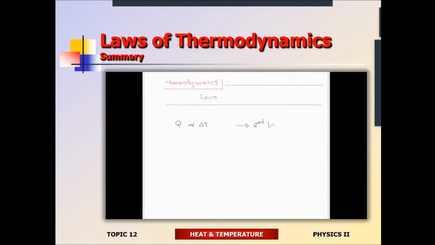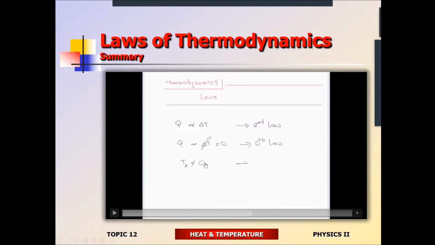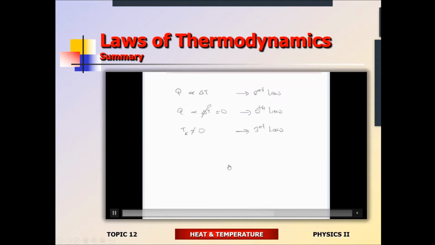All right, so the bigger the temperature difference is, the more heat is going to flow. This is the second law. If there's no temperature difference, no heat flow, this becomes the zeroth law. What else do we have? Absolute zero cannot be reached. This is the third law. And there's this first law.